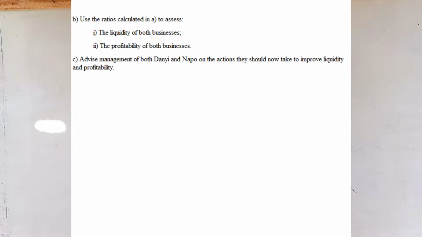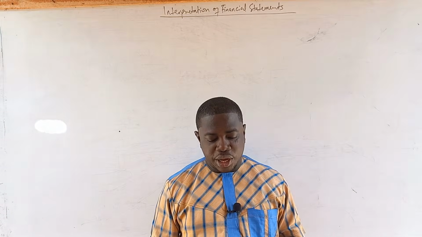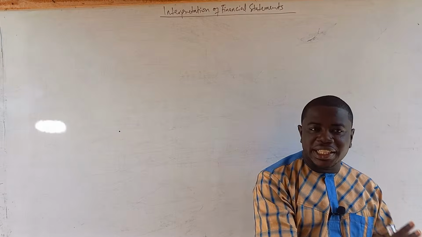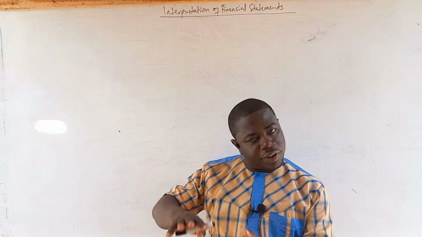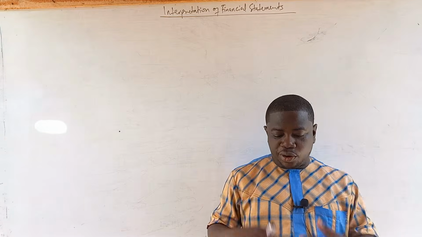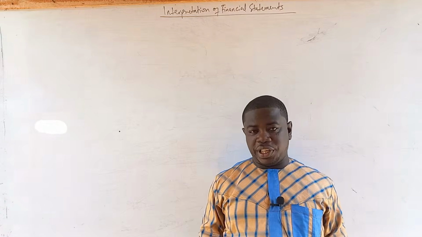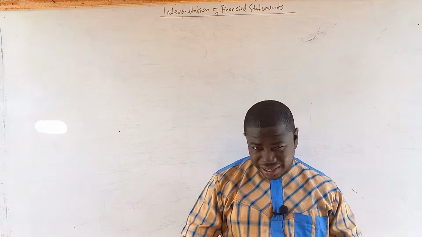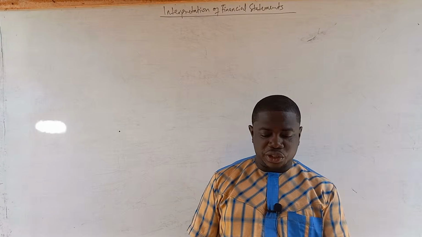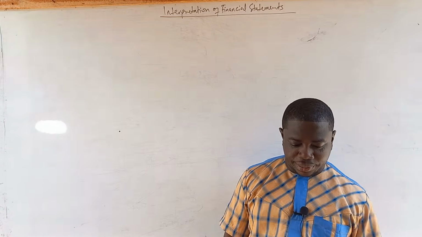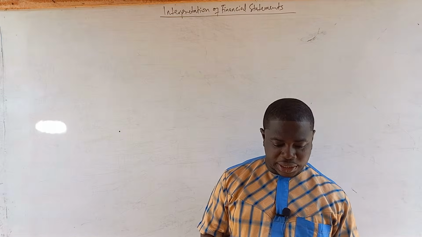So it means that our assessment basically is on liquidity and profitability. Okay. B. Use the ratios calculated in A to assess I, the liquidity of both businesses. II, the profitability of both businesses. Okay, so we are going to do an assessment. We are going to assess the liquidity of the Danny business, and then also the liquidity of the NAPO business. And then also we'll look at the profitability of both businesses. So that is what I did earlier. We are going to make observations, and based on the ratios, we make comments for the marks. Okay, so this one was for 4 marks each in the exam.